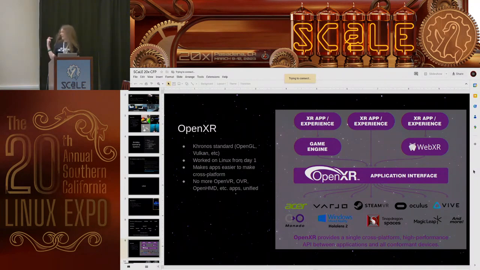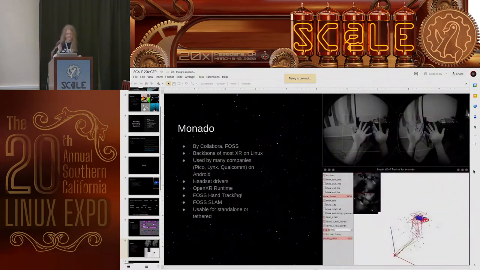And yeah, it's worked in Linux since day one, which is really nice. Thank you, Khronos. Oh, and Khronos are the people who made OpenXR and OpenGL and Vulkan. So they know how to do standards, right? So this is not going anywhere. Yeah, and now we can get rid of all of those old APIs. And we, of course, have bridges to a lot of them, so even your old VR apps can work.